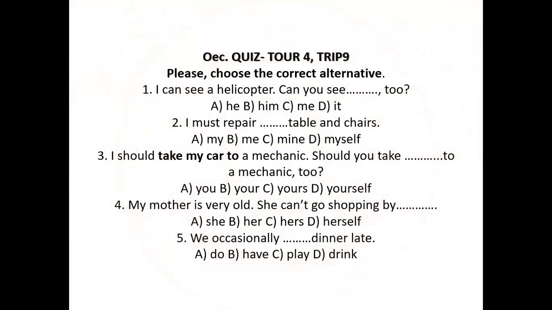Okay. Now quiz time. Question 1. I can see a helicopter. Attention, please. Let's recognize the pronouns. Okay. I can see a helicopter. Can you see blank too? He, him, me, it? Of course, it. Can you see it too? Because it's lifeless. A helicopter is non-living. Okay, 2. It's an object.